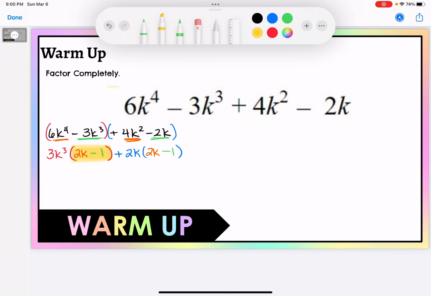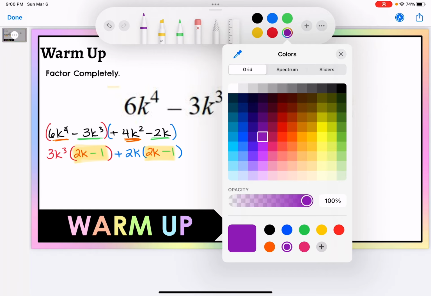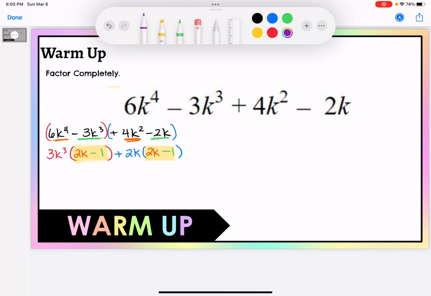And remember, for factoring by grouping to work, those parentheses have to match exactly, and this they do. So those parentheses become my GCF. That GCF comes out to the front, and it says 2k minus 1, and then in parentheses, 2k minus 1 times 3k to the third plus 2k. Now, most likely you stopped right there and you said you were finished.